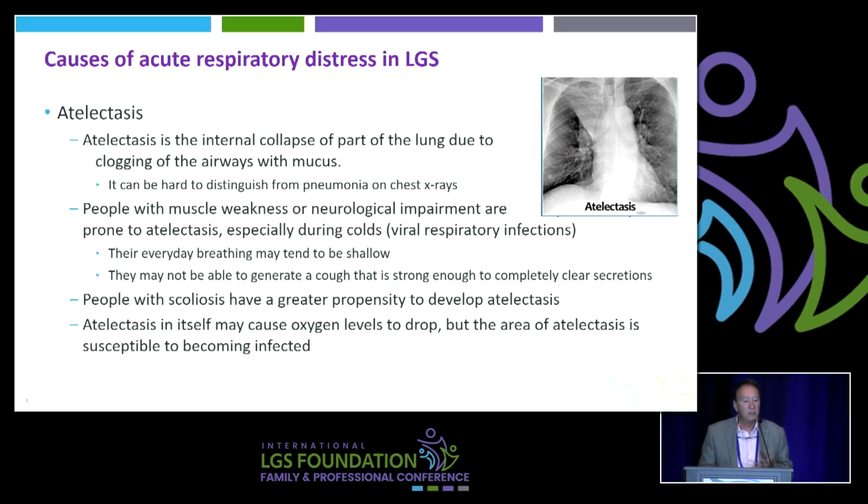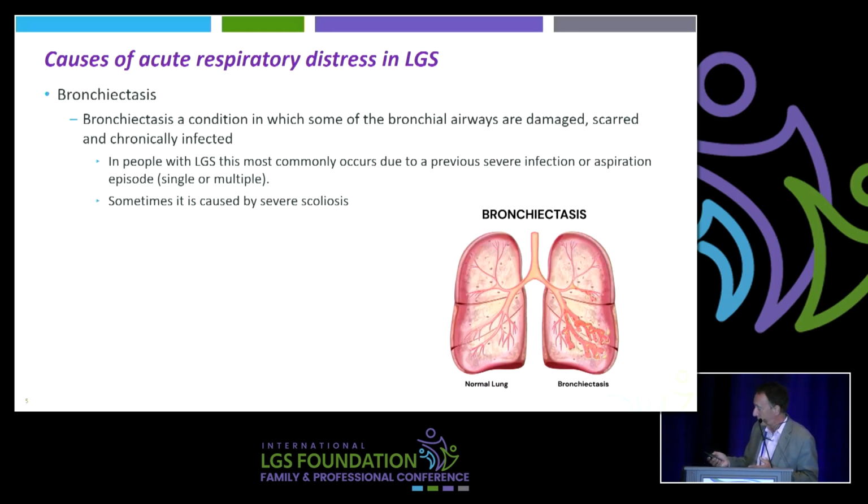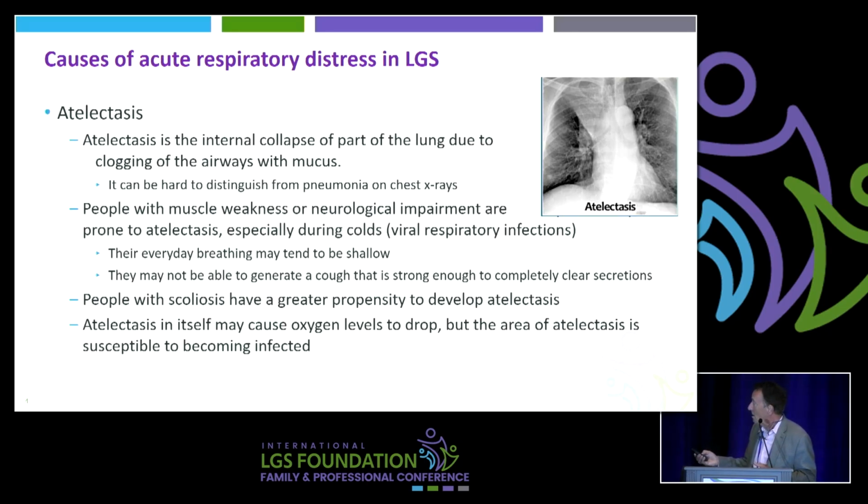Another potential issue that may be mistaken for pneumonia, and is not exactly pneumonia, is something called atelectasis. Now, atelectasis is sort of the internal collapse of part of the lung due to clogging of the airways with mucus. And the x-rays can often be difficult to distinguish from pneumonia. So again, in this x-ray here, you can see there's that density that looks a lot similar to the x-ray that I showed you a couple of slides back of pneumonia.